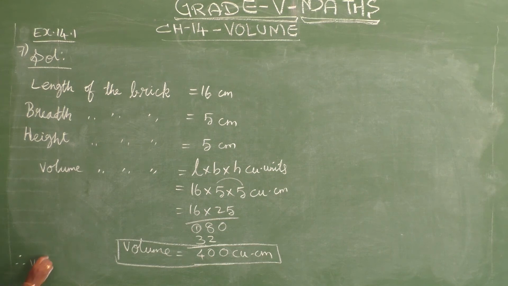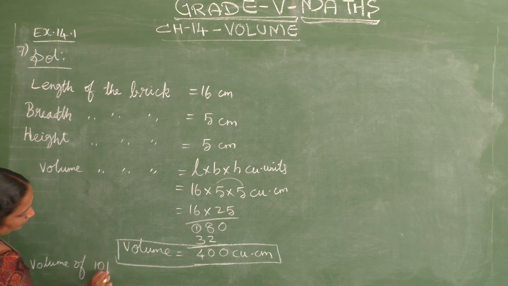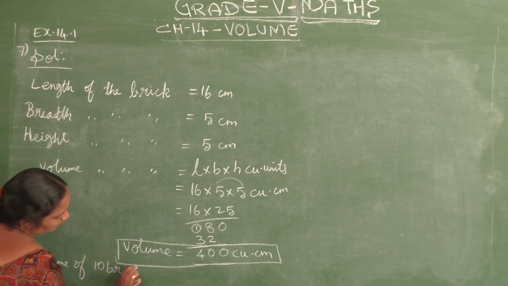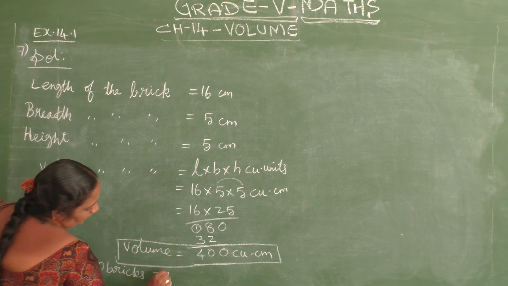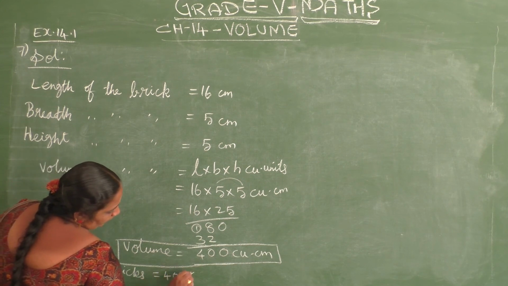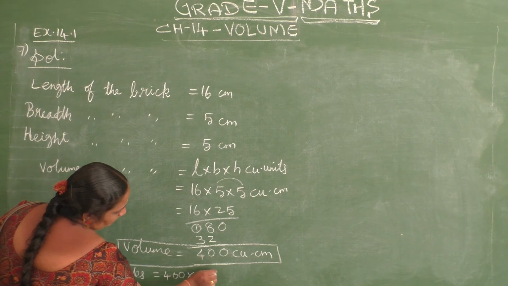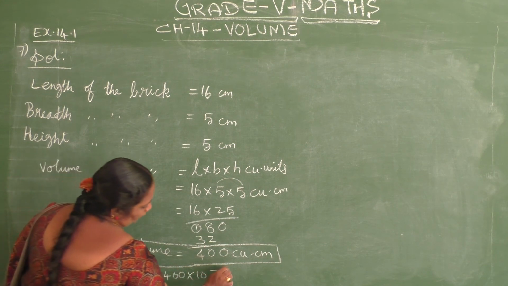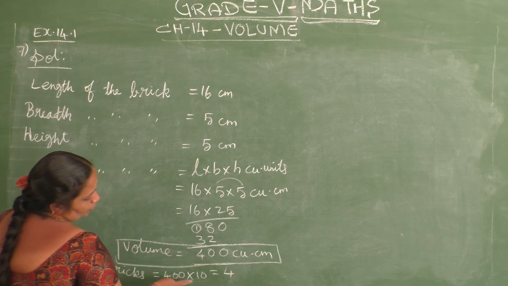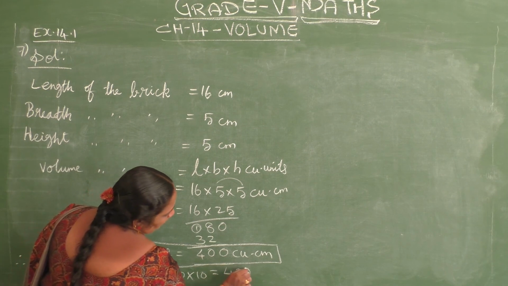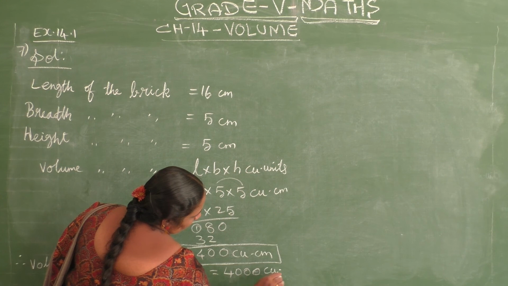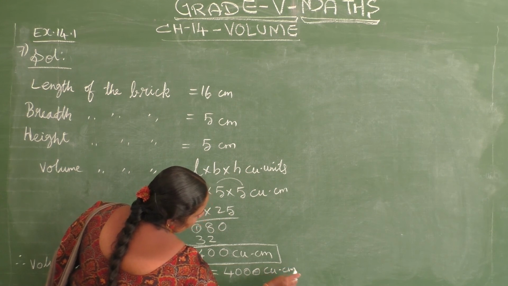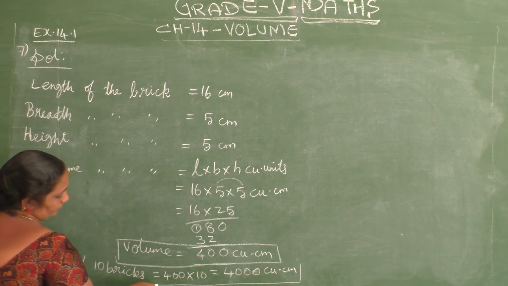Therefore, volume of 10 bricks, simple, we have to multiply this volume by 10, that's all. Volume of 10 bricks equal to 400 into 10. What will come? 1 4s are 4. How many zeros are there? 1, 2, 3 zeros. That means 4000 cubic centimeter. That's all. This is the answer.